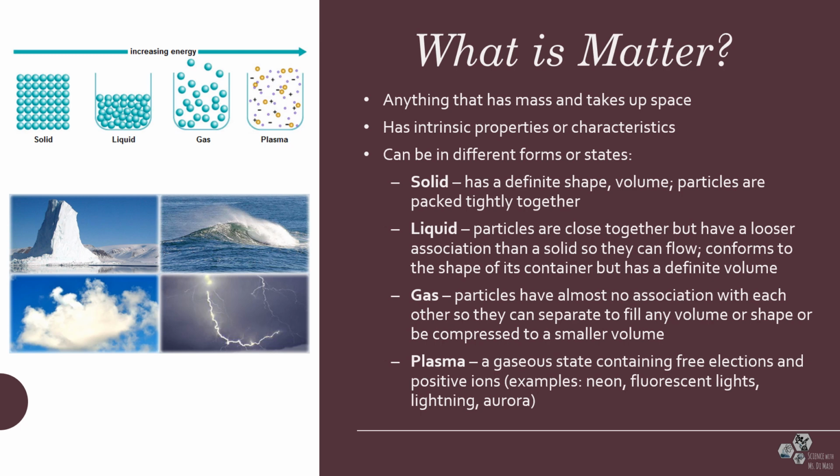Plasmas are a gaseous state, so they're like a type of gas, but they contain free electrons and positive ions. And what that means is essentially they have positive and negative charges moving around in this gas. Some examples are lightning and the aurora borealis, or the neon lights and fluorescent lights that you see. Those contain plasma.